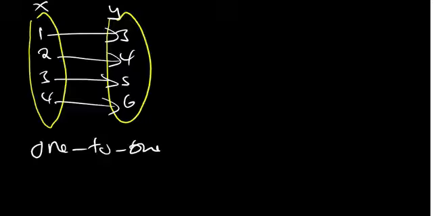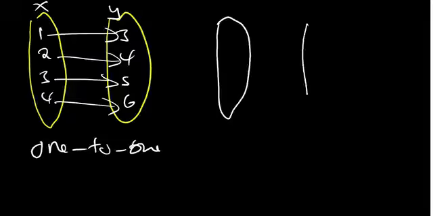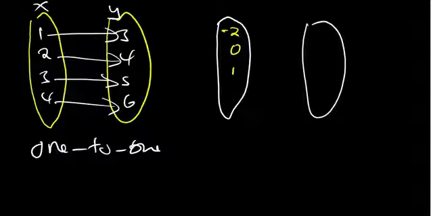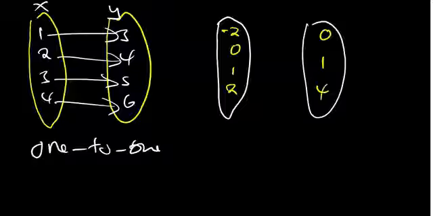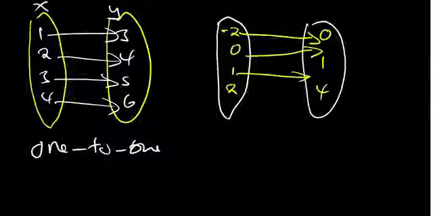Let's have another one. Let's say we have a different one. Let's say we have -2, 0, 1, then let's have also 2, just like this. Then let's have 0 here, let's have 1, let's have 4. Now let's say that -2 is mapping there, then at the same time 0 is mapping to 0, 1 is mapping to 1, this is mapping to 4.